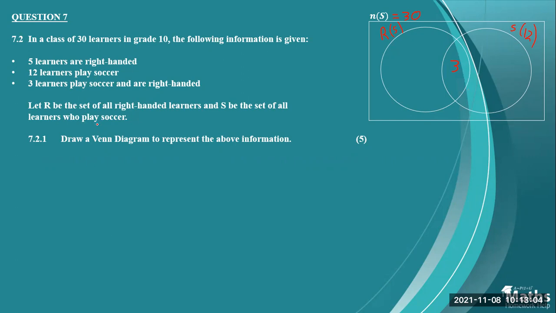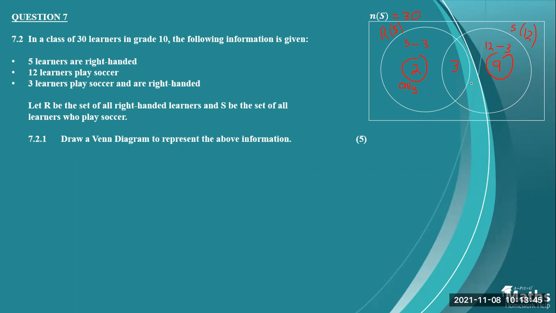They don't say anything else. So now you start off here by getting right-handed only, which will always be this number, the 5, minus the one that overlaps. So it's 5 minus 3. So 2 will be only right-handed. For this one, those who only play soccer will be the 12 minus the 3. And 12 minus 3 is 9. So 9 will be playing soccer only.